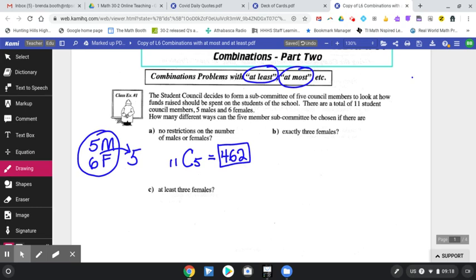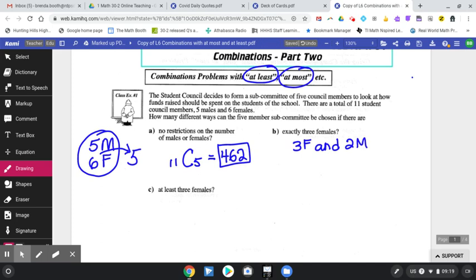And then in B, exactly 3 females. Now, remember, we are still making a subcommittee with 5 people. So exactly 3 females. So we're going to have 3 females. Here's our planning step where we're just thinking about what are we putting together? What are all the pieces we're putting together to make this subcommittee? So if we're using 3 females, it would be 3 females and 2 males. So that's who we're putting together in this group.